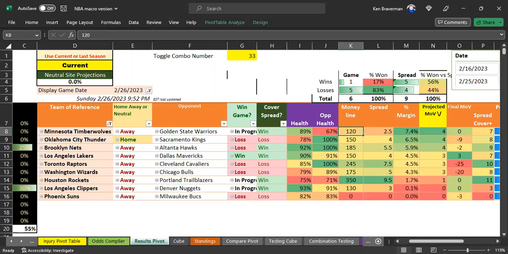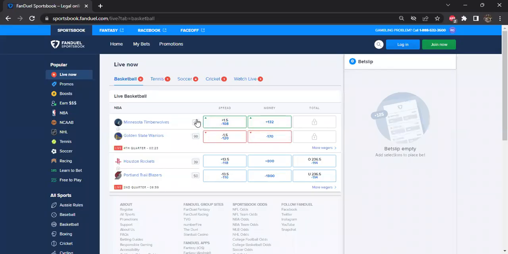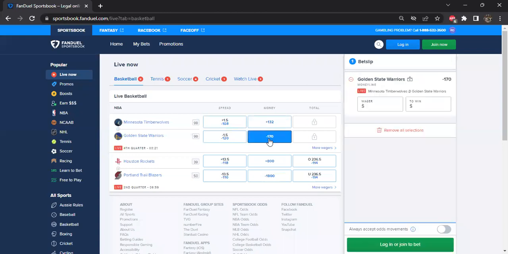Now let's take a look at the game's live lines right now. The score is 99-99 with 3 minutes left. Notice that Minnesota's line is plus 132 and Golden State is minus 170.